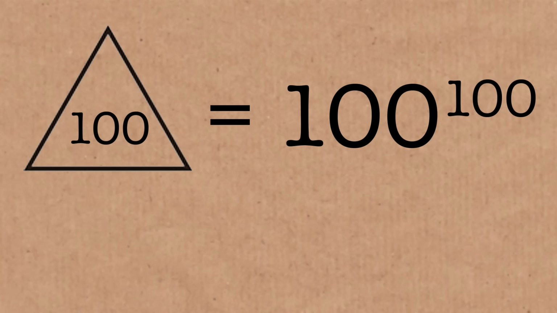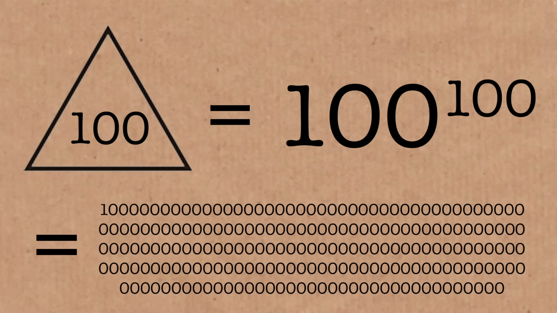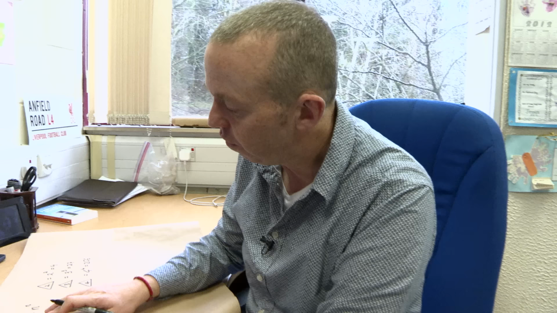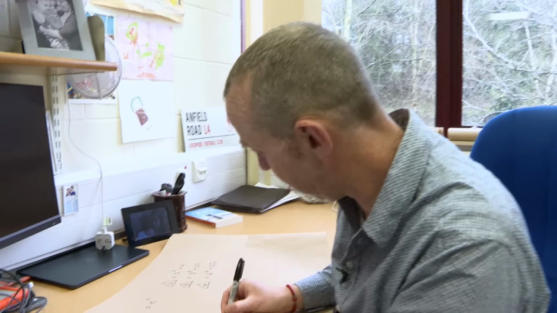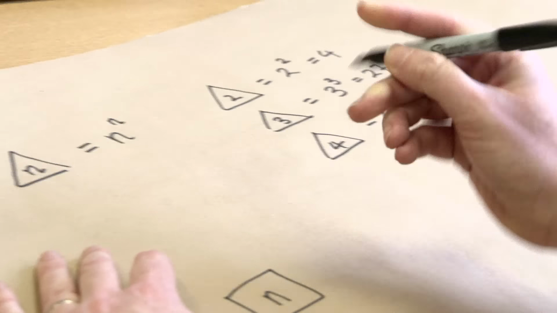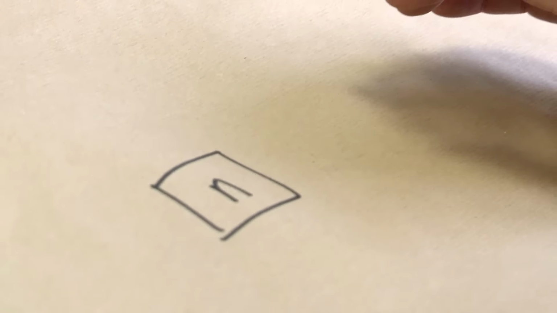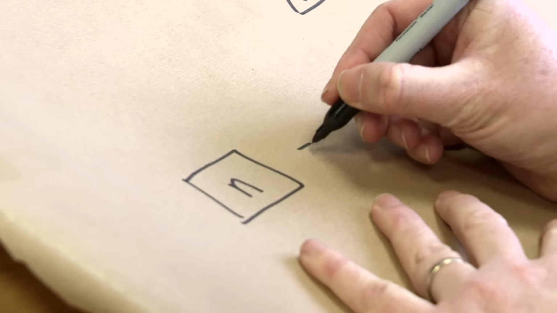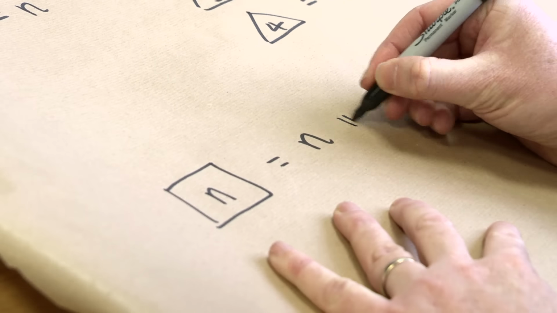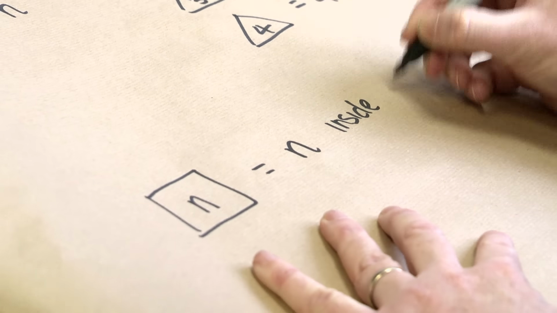But this isn't really going to generate very big numbers. So what does Steinhaus do next? Well, from the triangle, we move up to the next polygon, which is, of course, the square. So we define square n. What does this mean? Well, this literally means n inside n triangles.